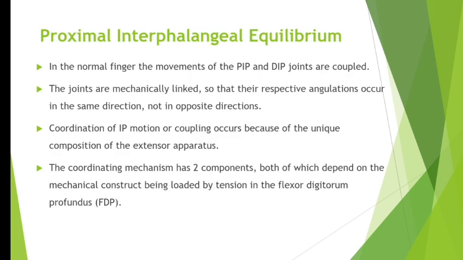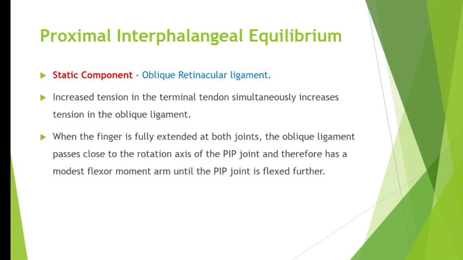So in the normal finger, the movements of the PIP and DIP joints are usually coupled. They are linked mechanically with respect to the angulation occurring in the same direction, not in the opposite direction. The motion between the PIP and DIP is coupled because of the unique composition of this extensor apparatus. And the coordinating mechanism has two components, both of which depend on the mechanical construct being loaded by the tension in the FDP. So these two components are nothing but the static component and the dynamic component.